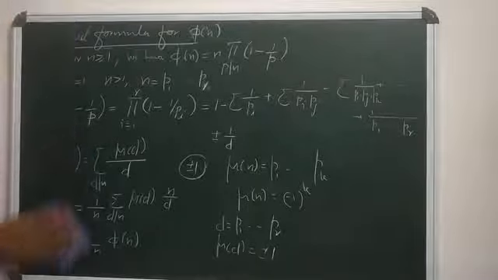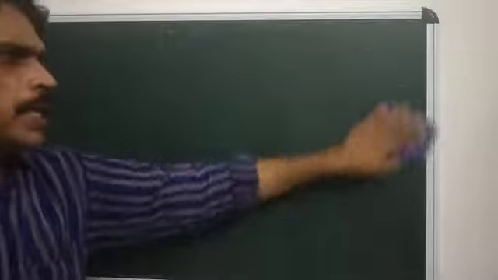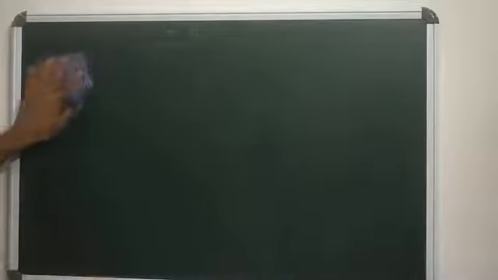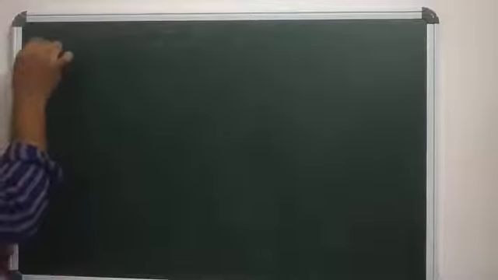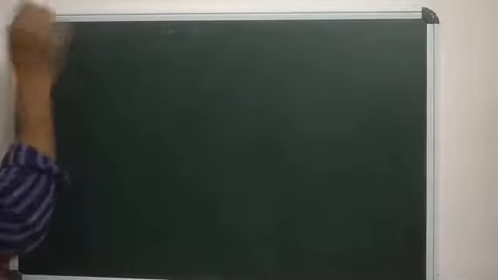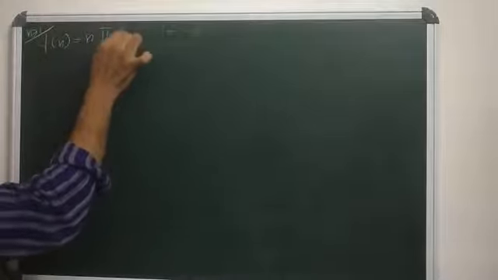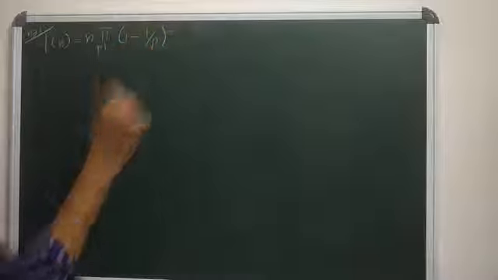Agree? This theorem is again important. For any n greater than or equal to 1, phi of n equals n into the product over p dividing n of 1 minus 1 by p. We know that for any n greater than or equal to 1, phi of n equals n into the product over p dividing n of 1 minus 1 by p.